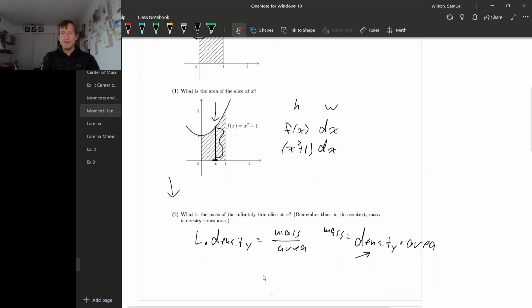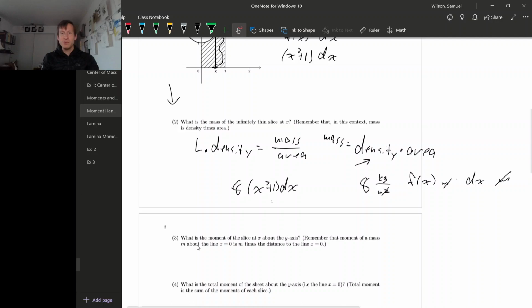So we want 8 kilograms per square meter. For area, we get f of x, which is in meters, times dx, which is also in meters. So you see all the meters cancel and we're left with kilograms. So 8 times f of x times dx. And of course, in this particular example, f of x was x squared plus 1. All right, go ahead and pause the video and try number 3.